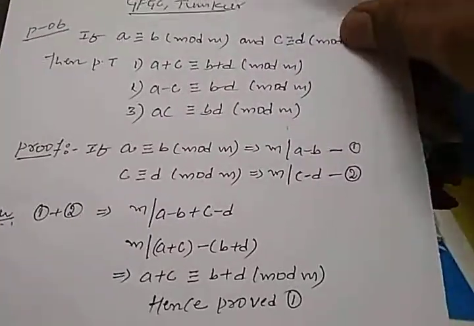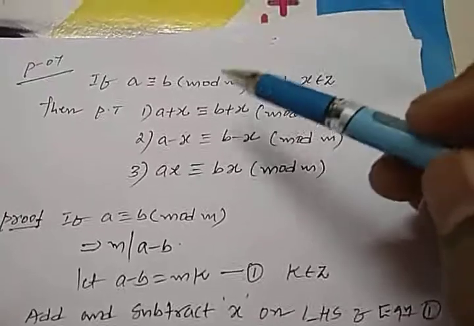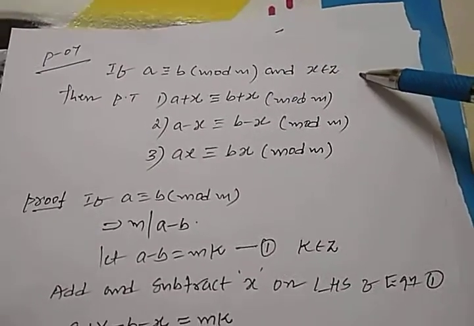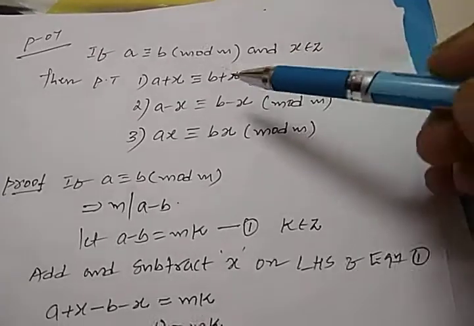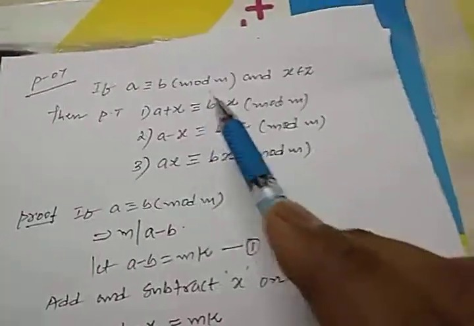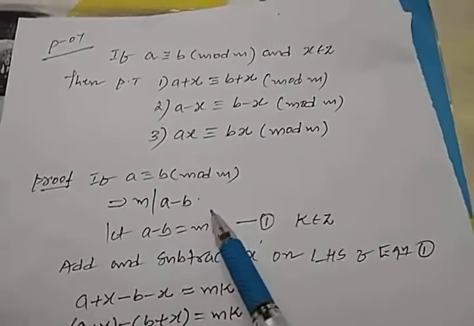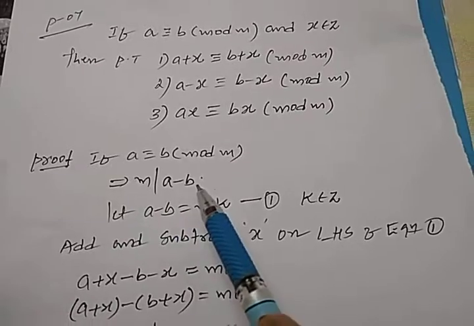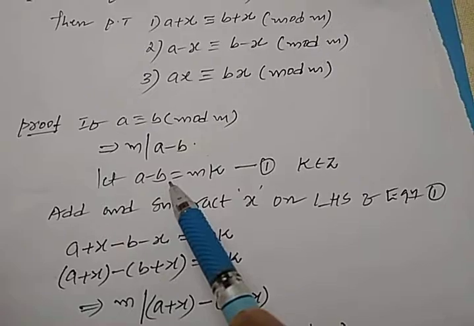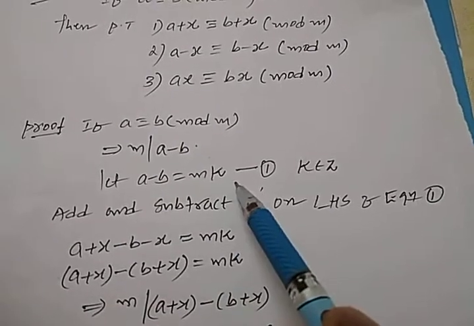Let us take one more property. Another property. If A is congruent to B mod M and X is any integer, we can prove these three results. By data given A is congruent to B mod M, then M divides A minus B. If it divides, there exists a third integer, say K. I can take it as A minus B is equal to MK.